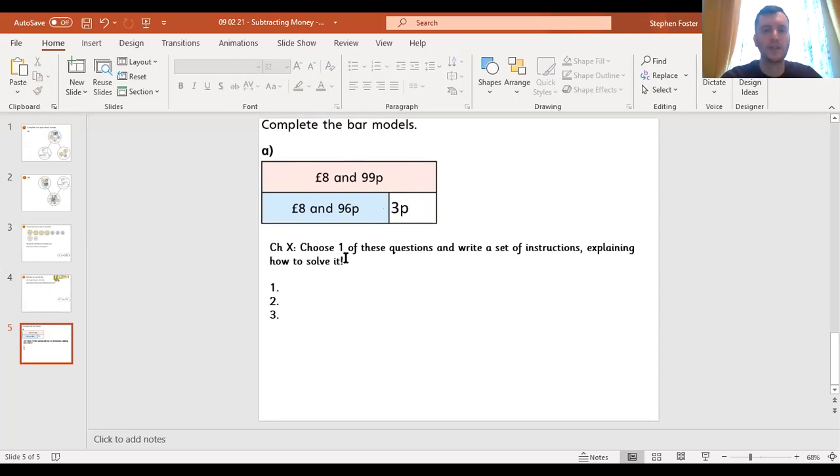If you want to challenge yourself, choose one of those questions and write a set of instructions explaining how to solve it. And I've started you off down here if you wanted to record it there. Just to finish with today, let's quickly look at our fluency finisher. So let me quickly load that one back up.